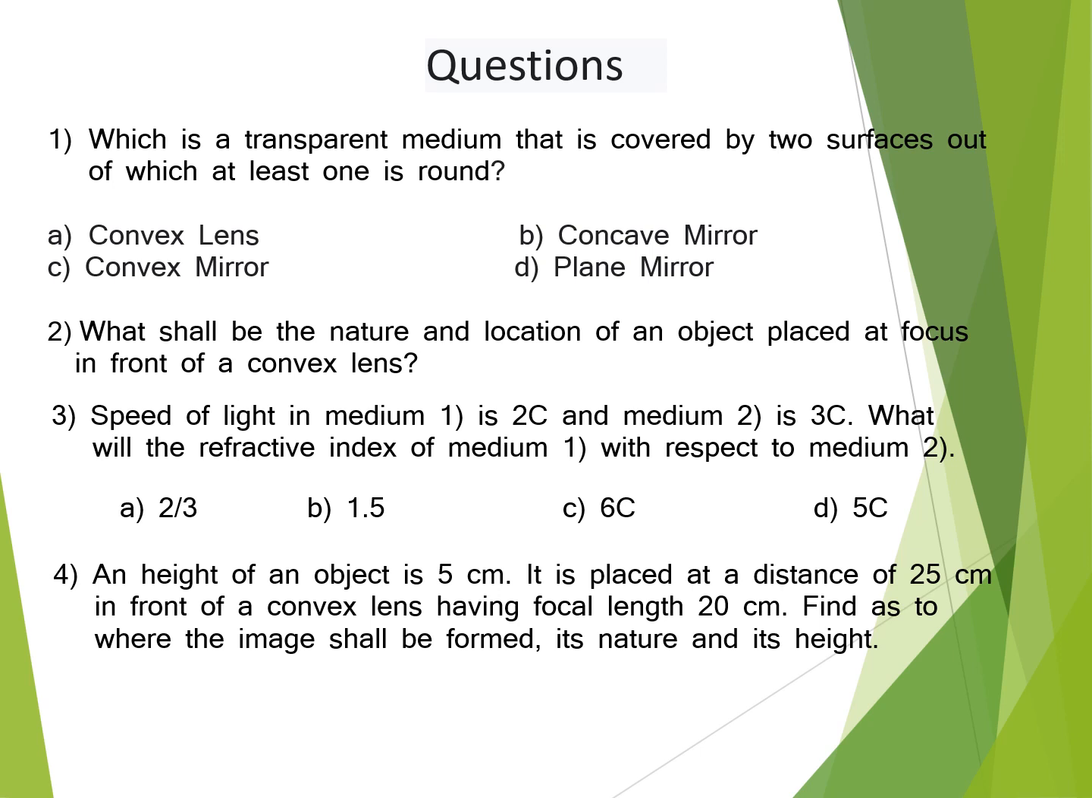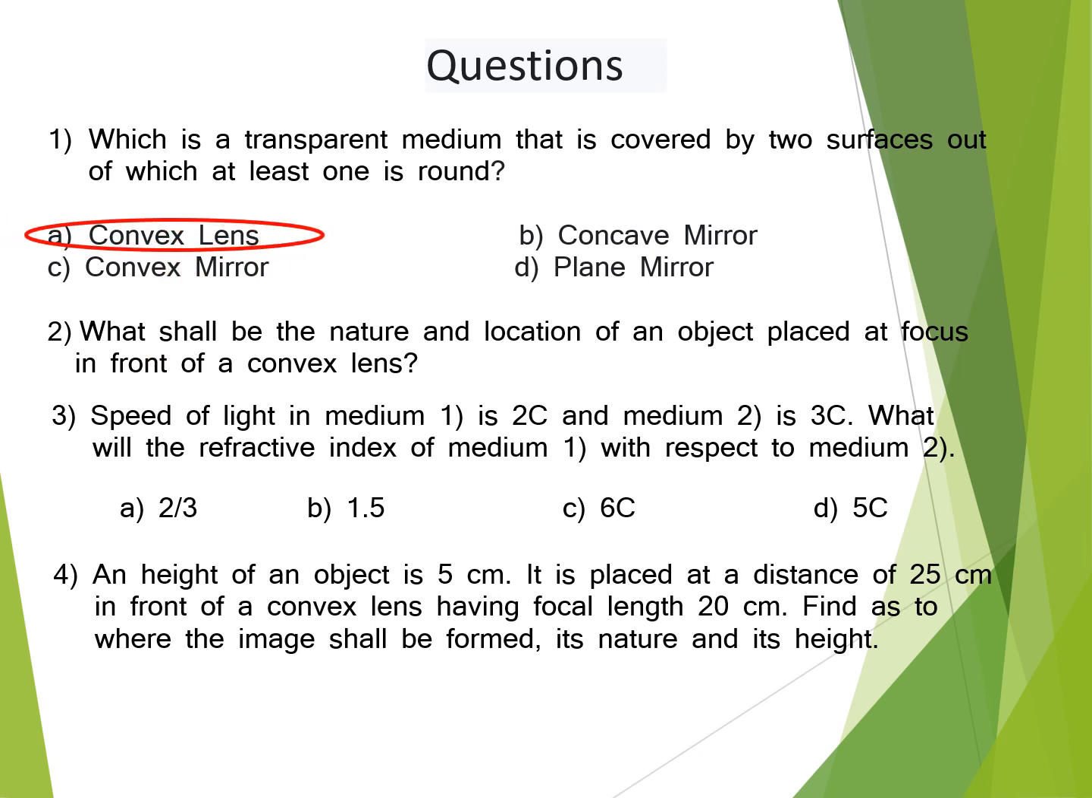The first question is, which is a transparent medium that is covered by two surfaces out of which at least one is round? And the options are convex lens, concave mirror, convex mirror and plane mirror. This is a simple question and the answer is in the first line itself. It says that the medium is transparent. As you all may be knowing by now, we have a transparent medium only in lens. So option A is the right answer.